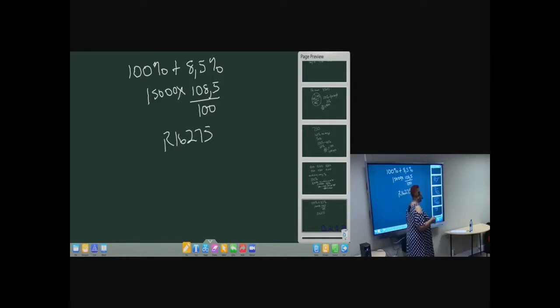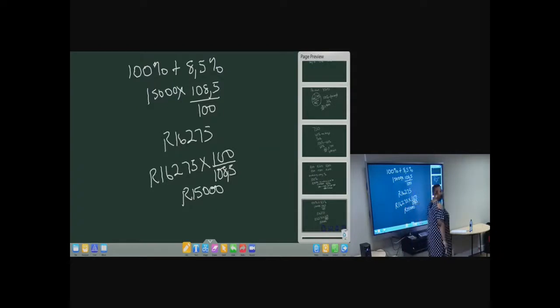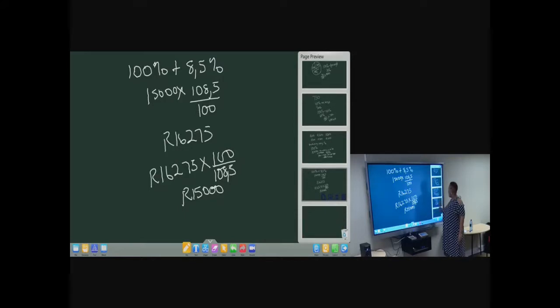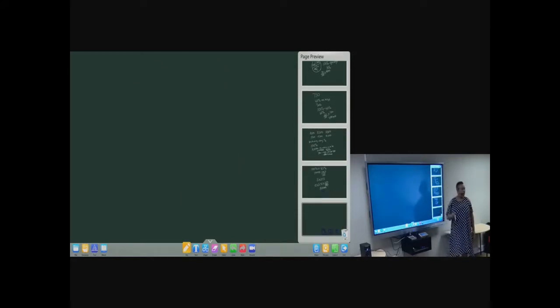So when you want now to work backwards, you do the opposite of multiplication, which is division. And you will remember in grade 10 when you did fractions that when you are dividing with a fraction, you invert the fraction. So now it means when working backwards, it will be 16,275 multiplied by 100 divided by 108.5. And it will give you back that 15,000. This will always be in an exam, and it also applies when we are talking about VAT.